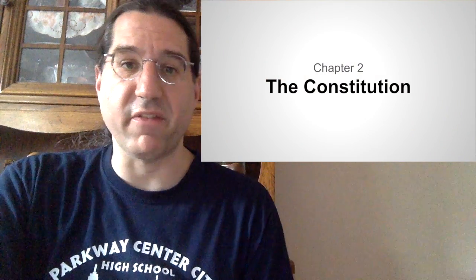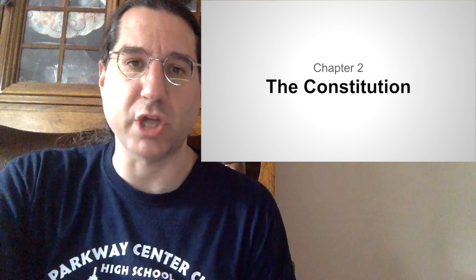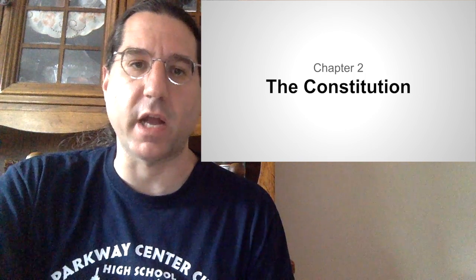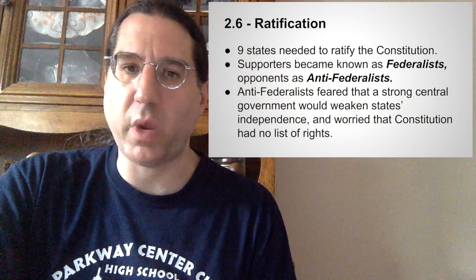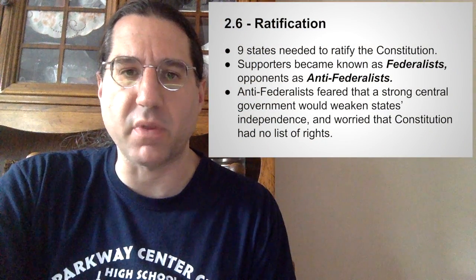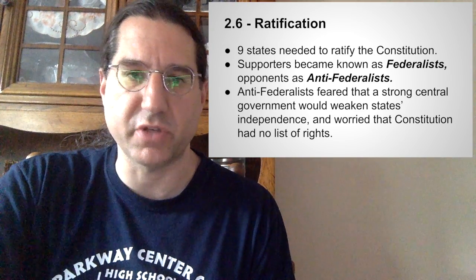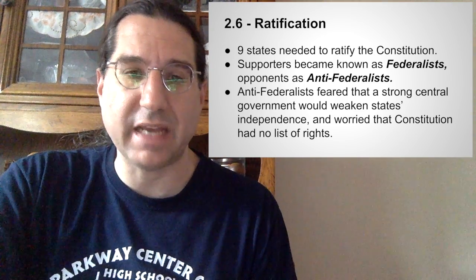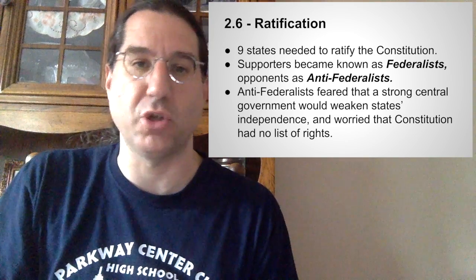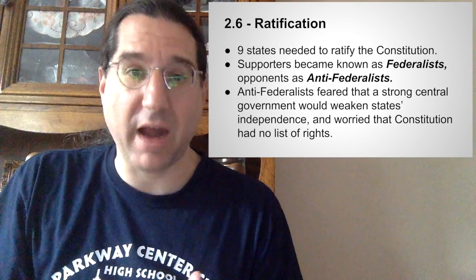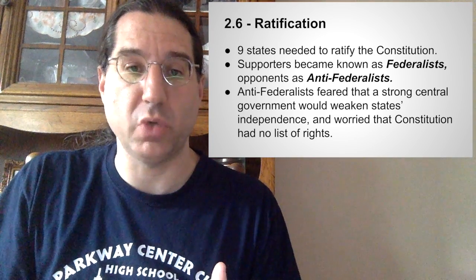This is the fifth and final video in a series covering Chapter 2 of Government in America, focusing on the Constitution. This is just a quick video to wrap up a couple of things now that we've gone over the actual structure of the Constitution. The first thing to discuss is just the ratification. Once this thing was written, how did it become official? Why do we actually use it?